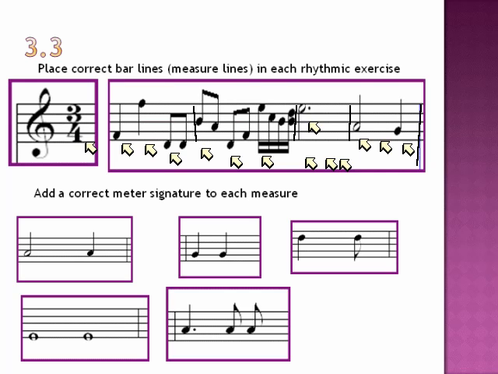Now, that particular exercise, 3.3, is submitted using the CD-ROM. If you have a problem with the CD-ROM, you should email me and let me tell you something else to do. But you have to have all the measure lines correct to get credit for that particular line. Then another thing on 3.3 is to add a correct meter signature to each measure.